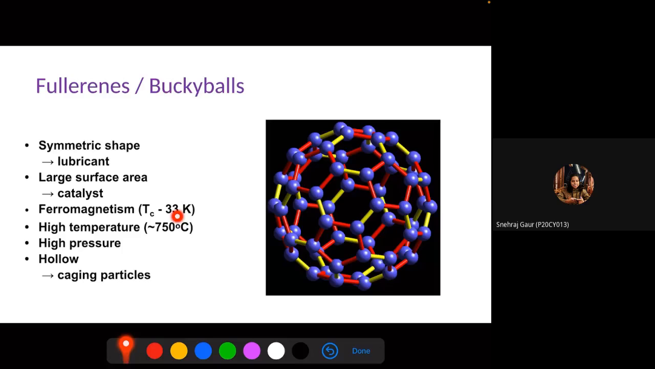And then you also have high temperature, I don't know why I wrote that. Yeah, because it can withstand a high temperature and is quite stable. Also, it can withstand high pressure, so it has good heat resistance. It can also be superconducting as well. So this fullerene shows versatile properties.